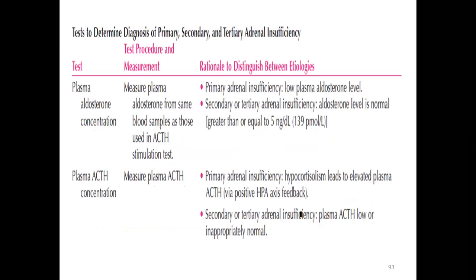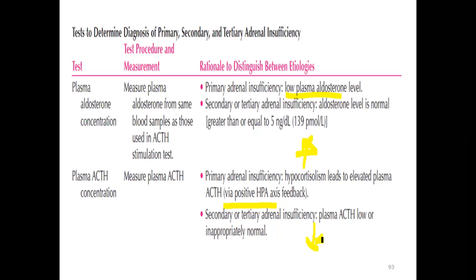But how do we differentiate whether the patient is having primary, secondary, or tertiary insufficiency? Look at the plasma level of aldosterone and the plasma ACTH concentration. Aldosterone level is usually low in case of primary, but in case of secondary, it is usually normal. The level of plasma ACTH in case of primary is usually very high as a result of the positive feedback mechanism. Then in case of secondary and tertiary, the plasma level of ACTH is usually low. So that is how we are going to know.